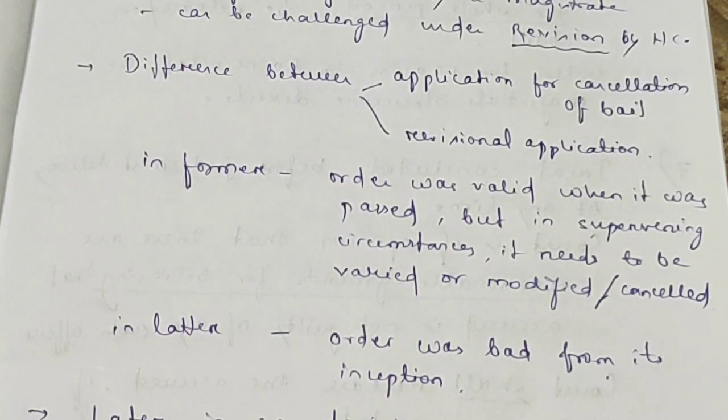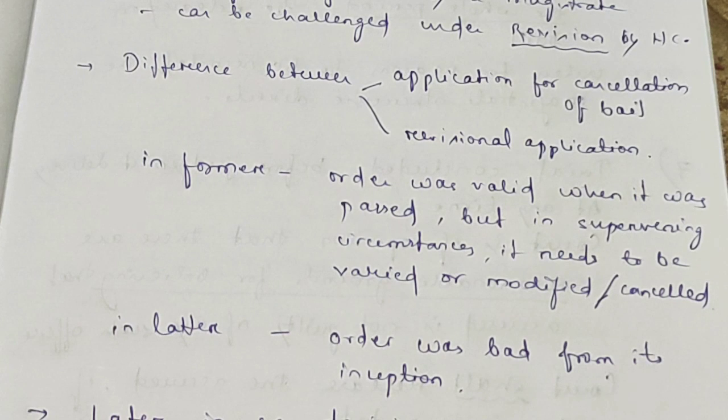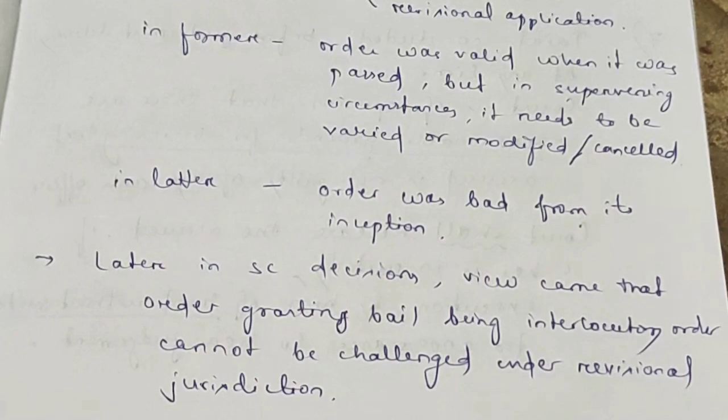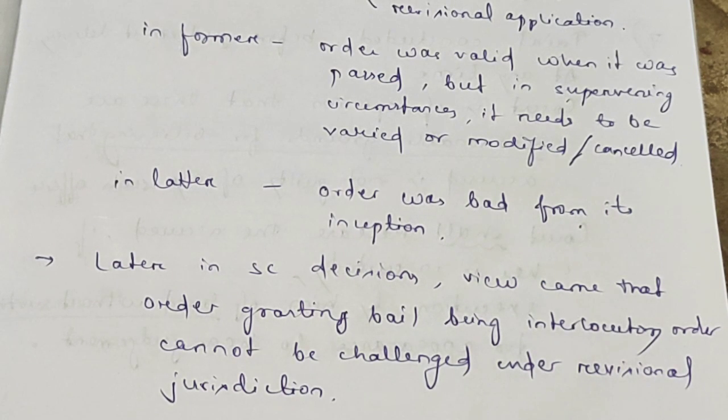This is a decided case, but there is some difference between an application for cancellation of bail and a revisional application. In the former, the order was valid when it was passed, but in supervening circumstances, it needs to be varied or modified or cancelled. Whereas in the latter, that is a revisional application, the order was bad from its very inception, from the very beginning. Later, in Supreme Court decisions, the view came that an order granting bail, being an interlocutory order, cannot be challenged under revisional jurisdiction. So no revision lies against an order granting or cancelling bail.